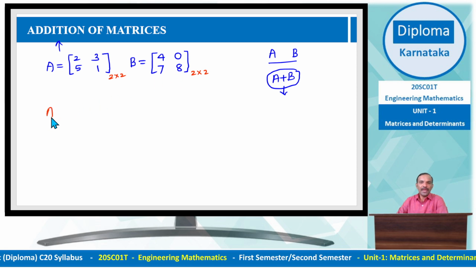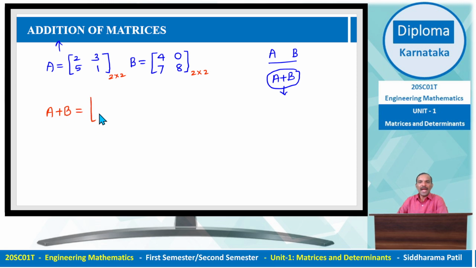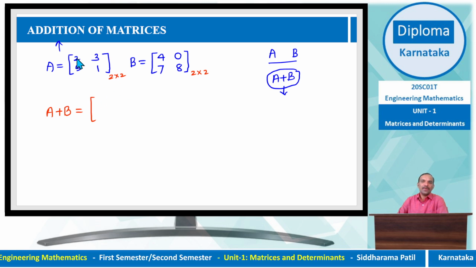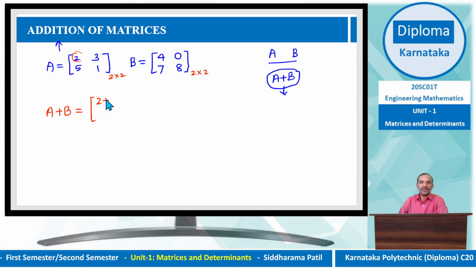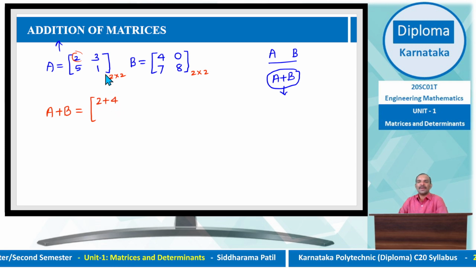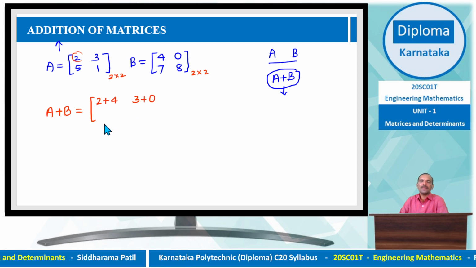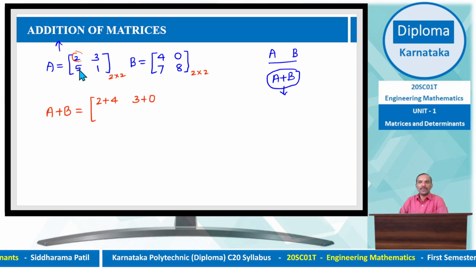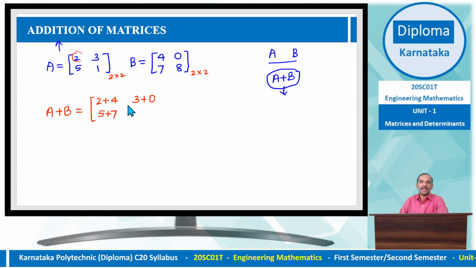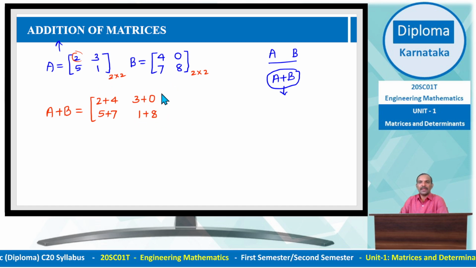What is the addition? A plus B equals, you have to add corresponding elements. The first element here is 2, and the first element there is 4, so 2 plus 4. Second element, first row second column, is 3, and there it is 0, so 3 plus 0. Next 5, and the element there is 7, so 5 plus 7. Next 1 plus 8.